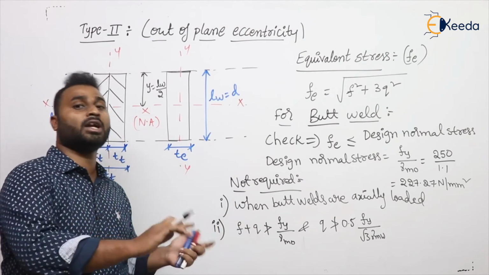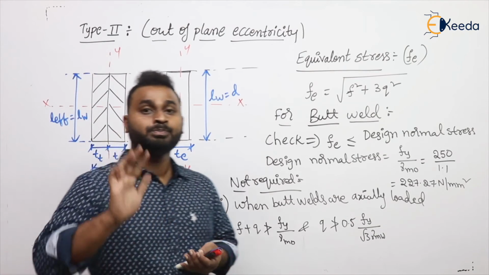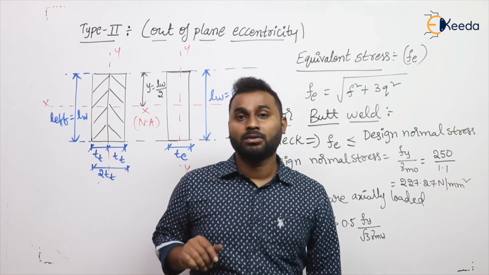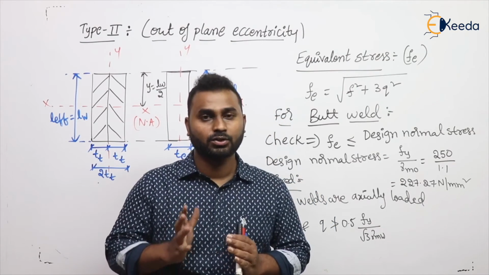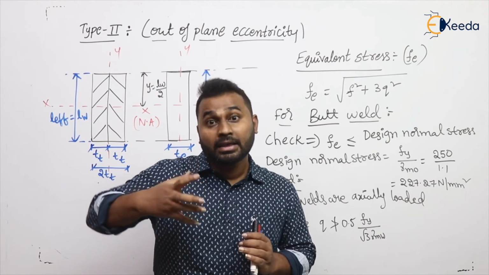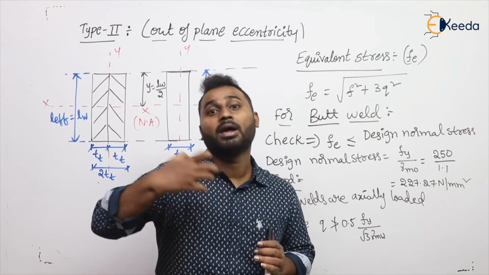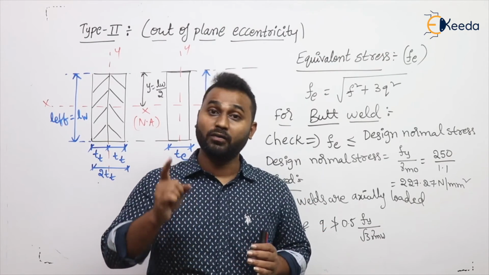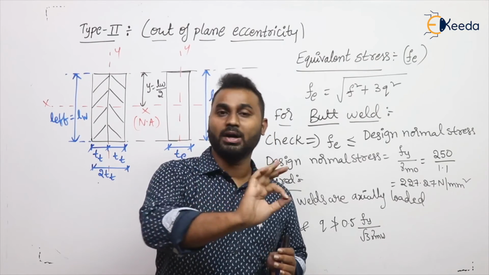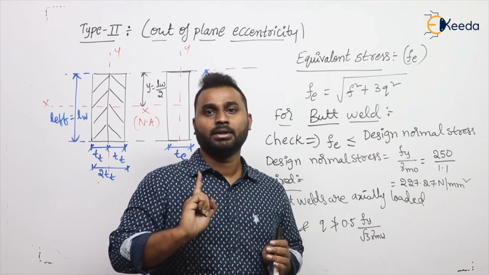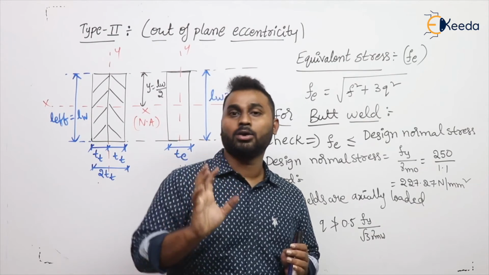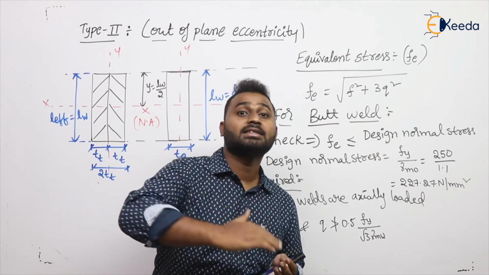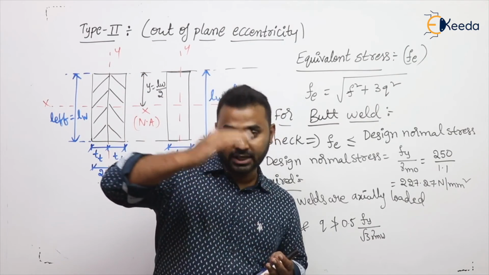So we have seen for fillet weld and we have seen for butt weld. One thing I want to make clear for this type 2 eccentric welded connection: this type has gained popularity in recent time. If you see recent previous year GATE questions, we will definitely find one question, whether it is 1 mark or 2 mark. So we can conclude that this type of eccentric welded connection has gained popularity, or the weightage has increased for this type.